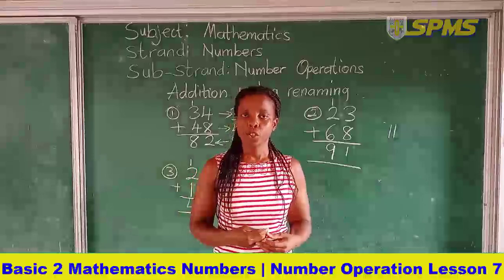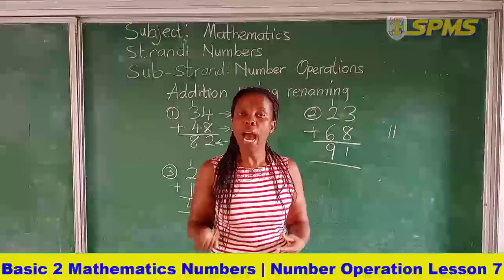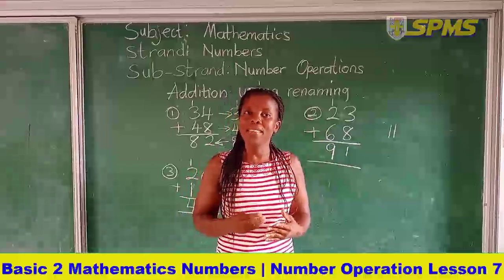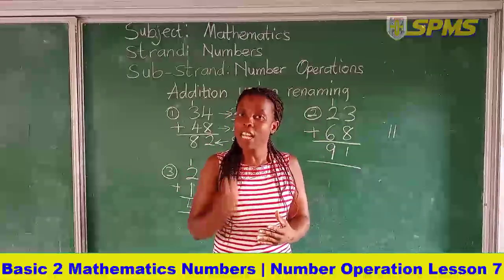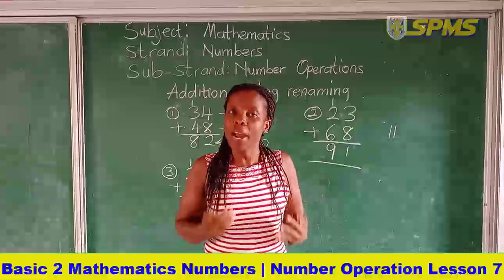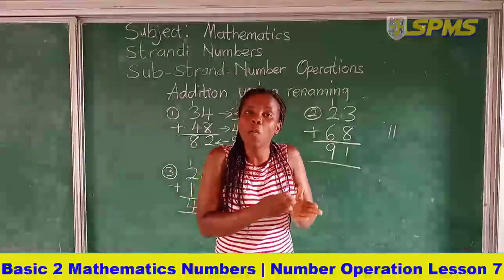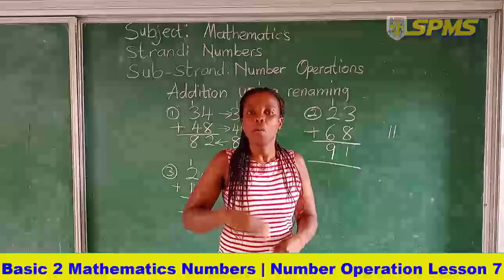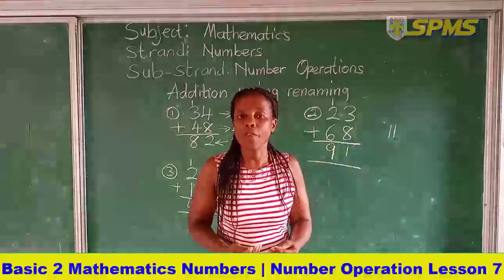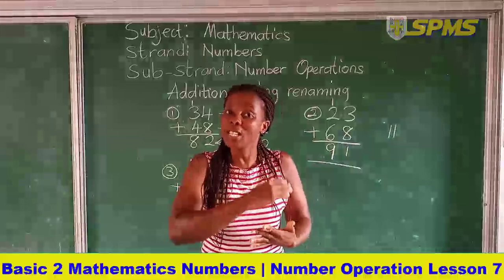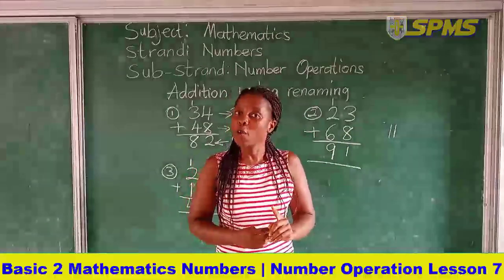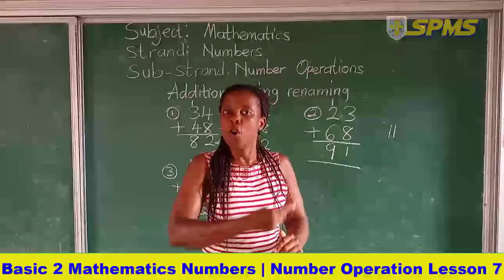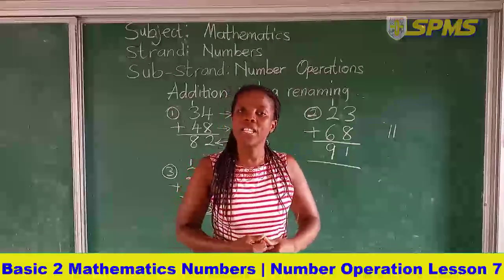Okay. So the renaming means to carry forward. So when you add the numbers in the ones and you get a two-digit number, you don't write all the two-digit number under the ones column. What do you do? You write the ones, then you carry forward the tens to the tens column. Of course, you're not going to leave it there. You will add that number to your addition in the tens column.